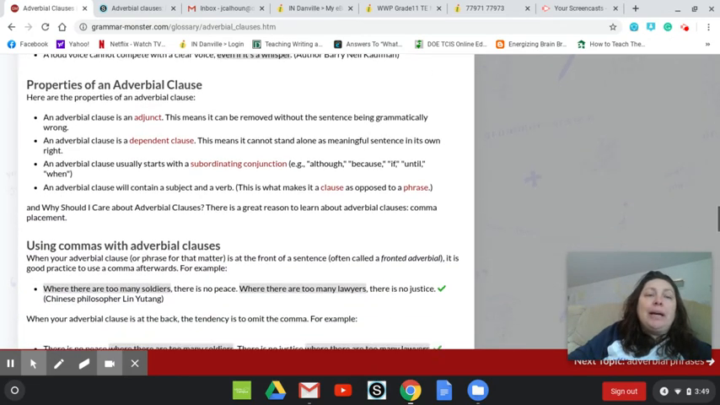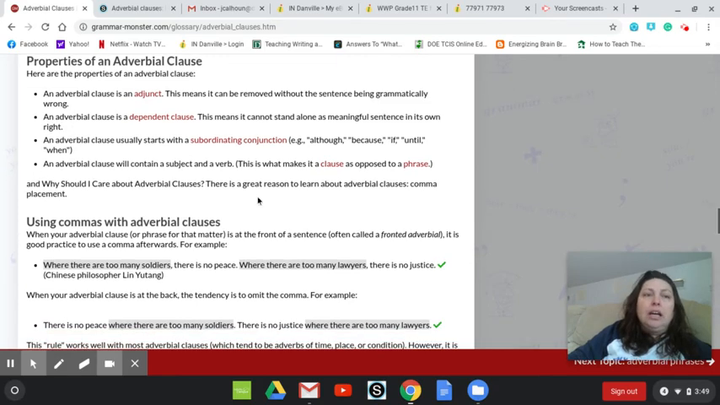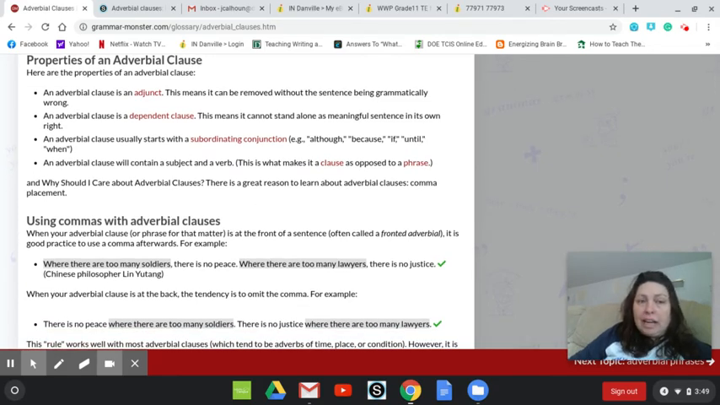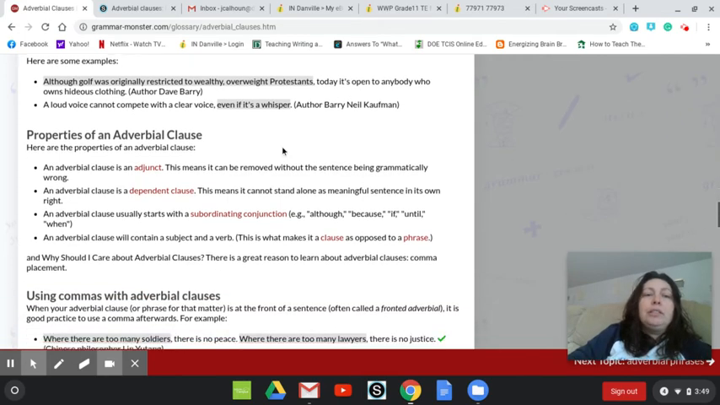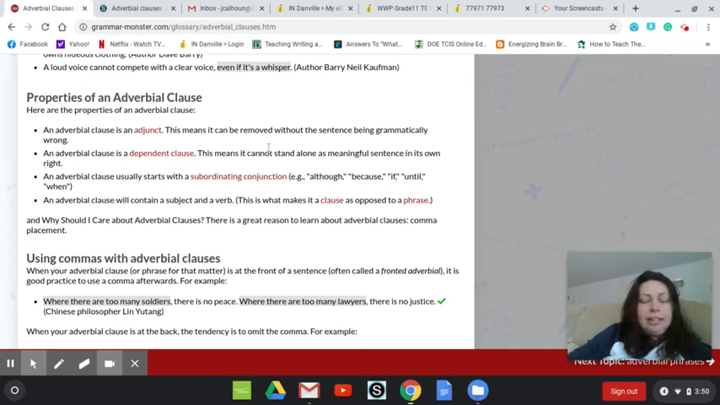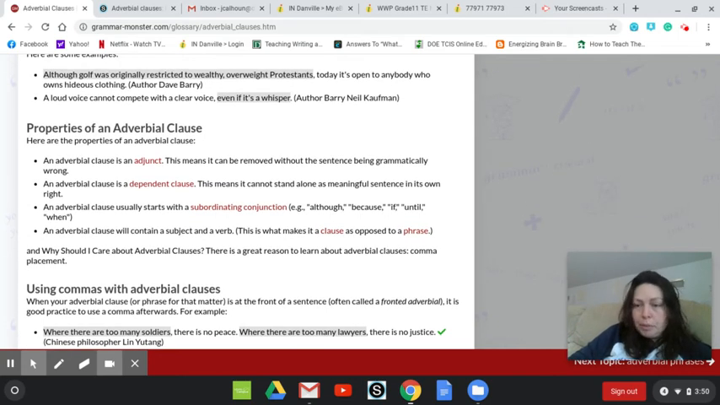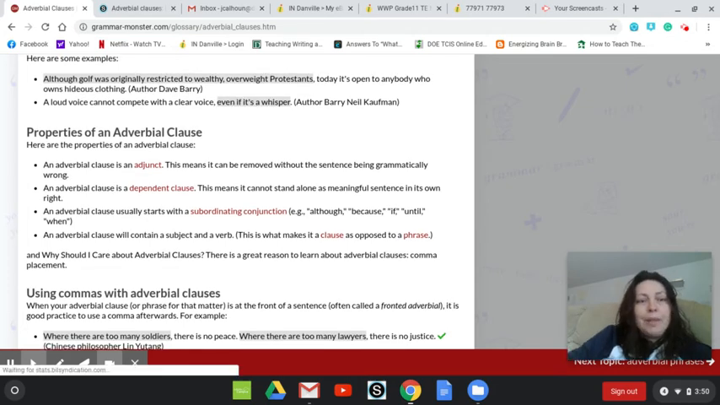A couple of things about an adverbial clause. When it's described as an adjunct, that just means that it is not necessary for the sentence to make sense. Okay, so if we look back up here, the part of the sentence that is not the adverbial clause, today it's open to anybody who owns hideous clothing, that still makes sense. So that adverbial clause is not necessary for the sentence to make sense. It's a dependent clause, like we said earlier, and can't stand on its own. I can't just say even if it's a whisper. You'd be like, what are you talking about?